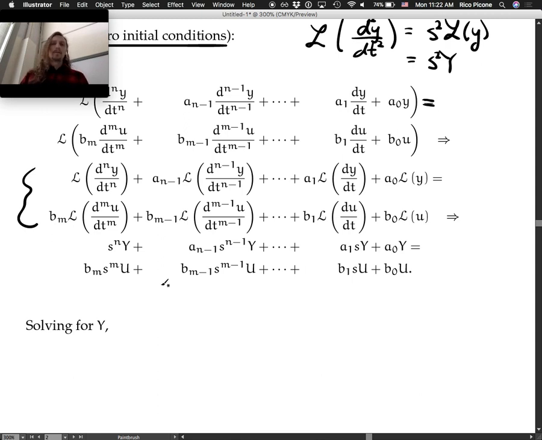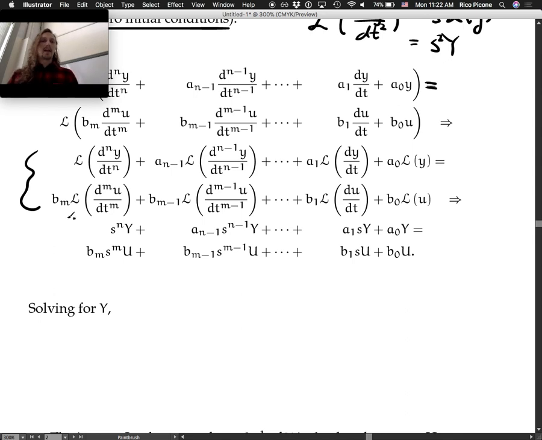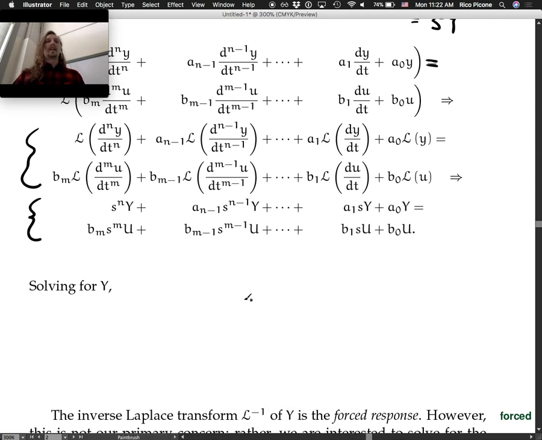Now all we need to do is solve this last expression for Y. Conveniently, Y shows up in every term on the left-hand side, and it doesn't show up anywhere else. So we just factor it out, and divide by what is left over when we factor. So we get Y equals this large fraction.